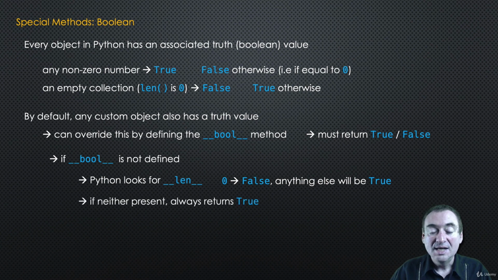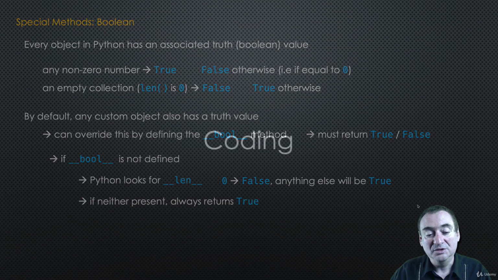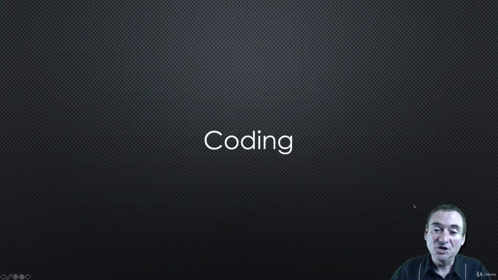Now if neither is present, so if we have a class that doesn't implement the bool method and doesn't implement the len method, then it will always be considered truthy. So by default, the truthiness of any instance is true, unless we do something to override that behavior. So let's take a look at that in code and see how that works.